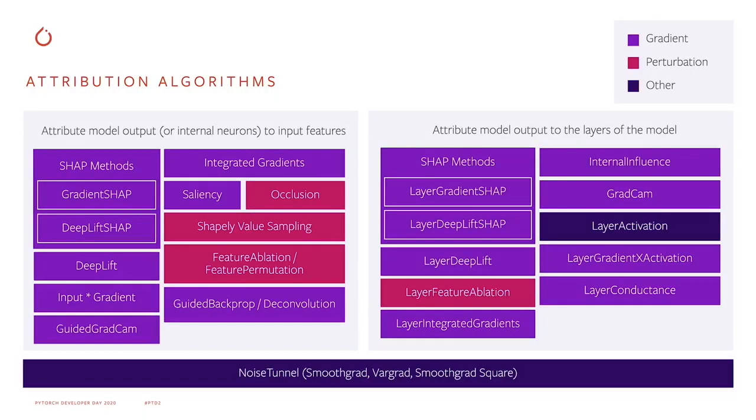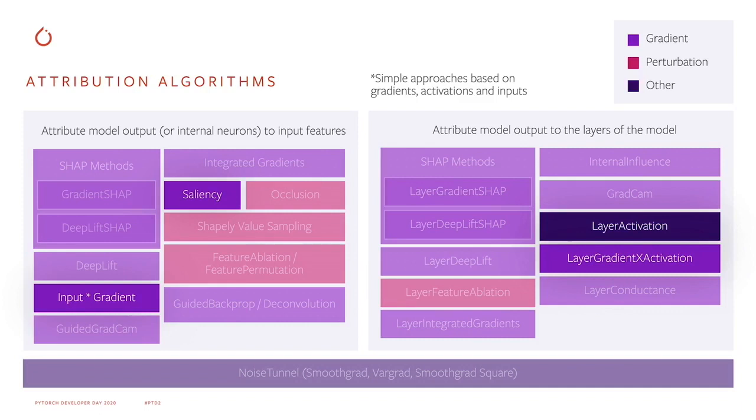This diagram summarizes all algorithms that we had in the second release of the library. On the left side, we can see the list of algorithms that allow us to attribute output predictions and internal neurons to the inputs of the model. On the right side, we can see the list of the algorithms that allow us to attribute output predictions to internal hidden layers. Gradient-based approaches are highlighted in purple, perturbation ones in pink, and the other two approaches that do not belong to any of those two groups are highlighted in dark blue.